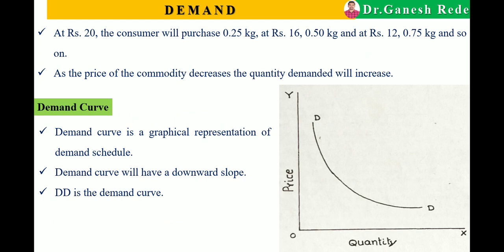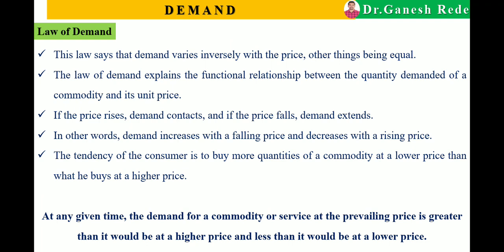The demand curve has a downward slope; you can see in the diagram, DD is the demand curve. A question may be asked: the demand curve has a dash dash slope. So always keep in mind, the demand curve always has a downward slope, and keep in mind the law of demand: as the price decreases, quantity demanded will increase. Now next, law of demand.